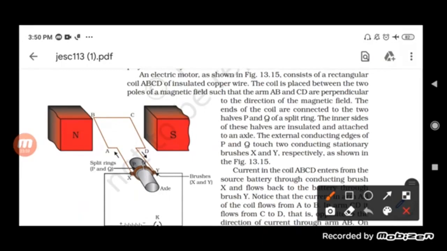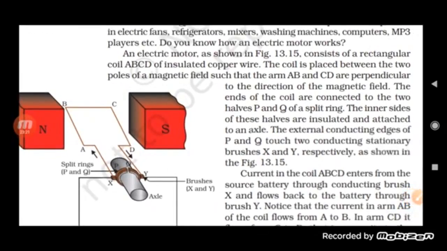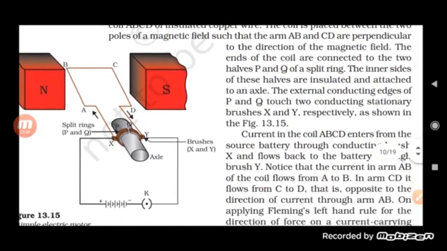Now, the external conducting edges of P and Q touch two conducting stationary brushes X and Y. These two are connected to the two conducting stationary brushes. This is the whole structure. Later on, X and Y are connected to a battery and a key. The two brushes also help in holding the split rings together.